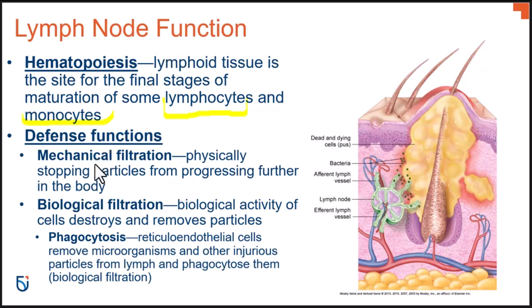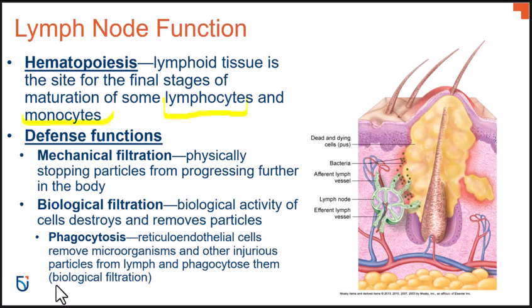Another function is defense that we've talked a little bit about already. The structure of those sinus channels that we looked at within the lymph nodes will slow the lymph flow through them, and this gives those reticuloendothelial cells that line those channels time to remove the microorganisms and other injurious particles that might be there, remove them from the lymph, and phagocytose them.